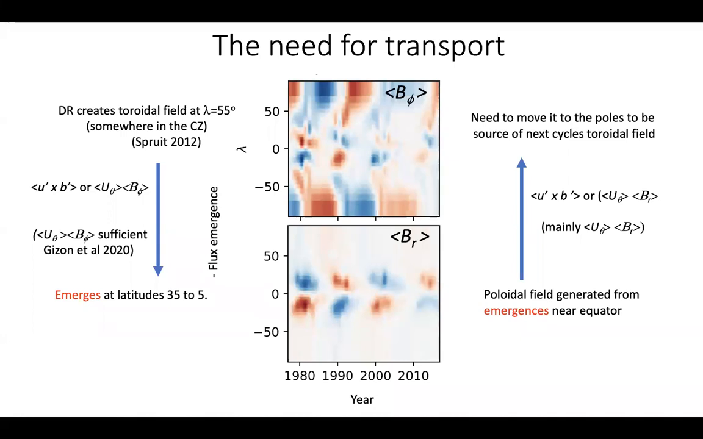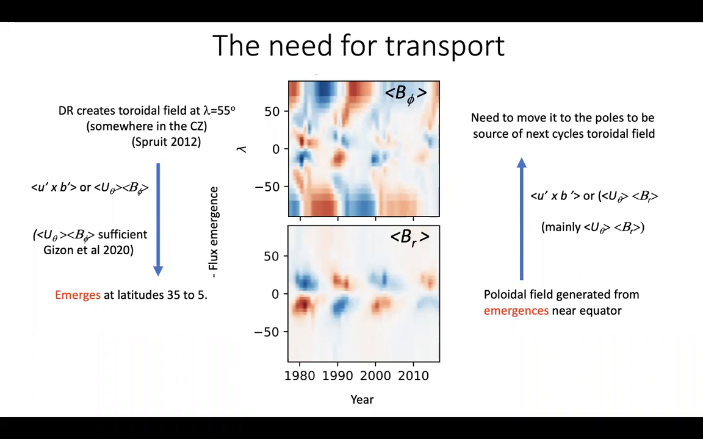So we must be moving the field somehow, either through small scale correlations between the magnetic field and the velocity field, or via large scale flows carrying the large scale magnetic field. And here Gizon et al. in 2020 showed that the large scale flow acting on the large scale field was sufficient to explain the migration. On the other hand, at the surface, the flux emerges at low latitudes. It has to cross the equator, which is why the emergence at low latitude is so important for the dynamo. But it needs to be carried somehow to the poles so that it can be acted on by the differential rotation for the next cycle.